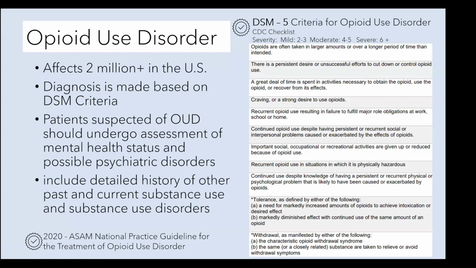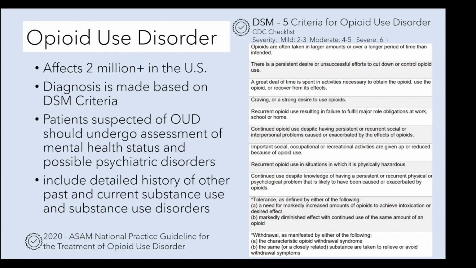So now we're going to go over a little bit about opioid use disorder. Opioid use disorder affects over 2 million people in the United States. We spoke earlier about the impact of the opioid epidemic and how this is a growing issue. The diagnosis for opioid use disorder is based on the DSM criteria. The most recent version is DSM-5, and I've included the criteria on the right here. I've also linked the criteria. The CDC has an electronic version of this criteria that you can use, and I've linked that to the toolkit as well.